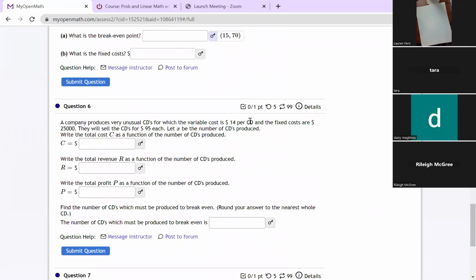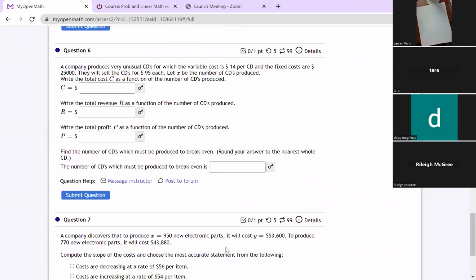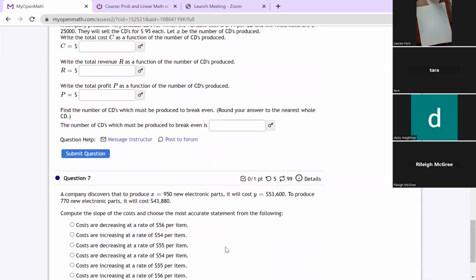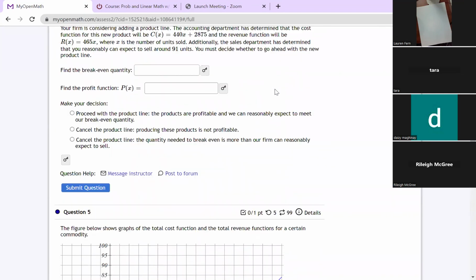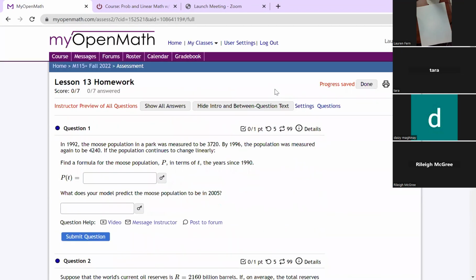Here, you're given, again, your variable cost and fixed costs. You're given your selling price. And so again, this is very similar to what we just did. And then here, it's just computing slope. Okay. So that guides you through the lesson 13 homework.